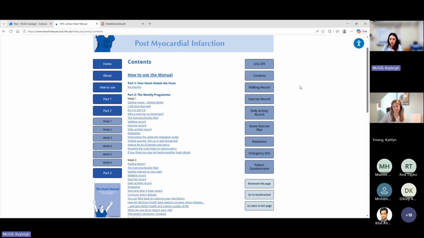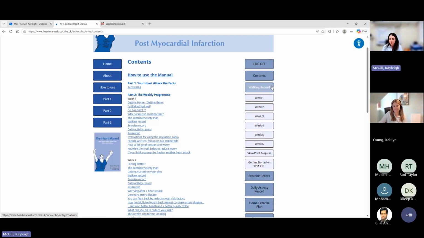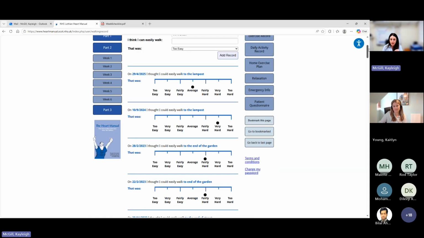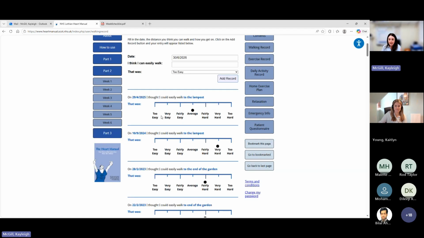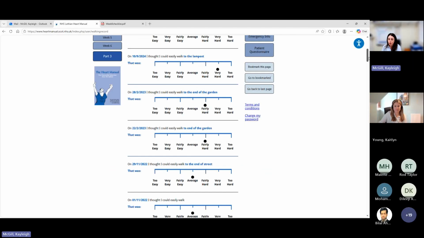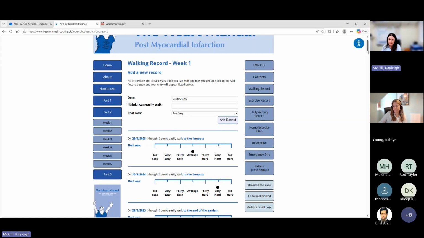And I also just want to show you how patients can engage with the walking exercise and activity records on our digital manual. So you can see they can fill in these records for each of the 6 weeks. And if I just show you how this works, they can pop in the date, they can record their walking goal for that particular day, and then they can report the level of difficulty they found this to achieve. They can add it to their record, and then they can view all of their previous entries.